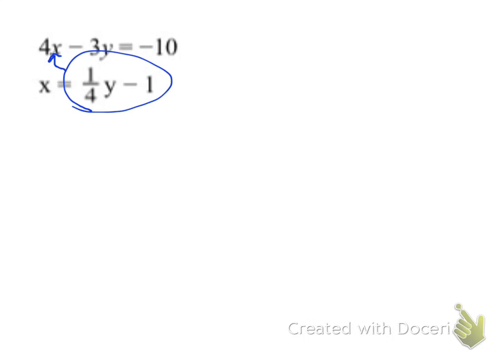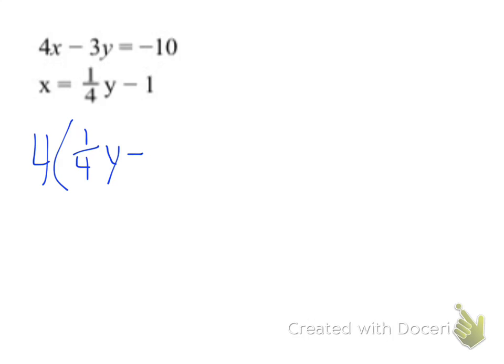So I rewrite the top equation here. 4 times x, but now I know what x is. X is my 1/4 times y minus 1. And that all goes in parentheses. Minus my 3y, and that equals negative 10. Again, you can notice that I no longer have 2 variables. I'm only down to 1 variable.